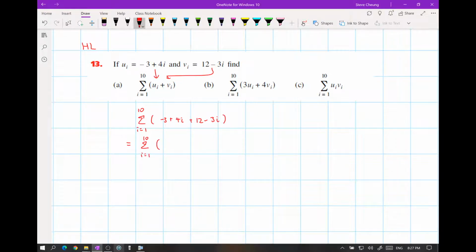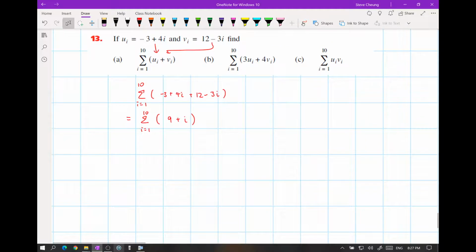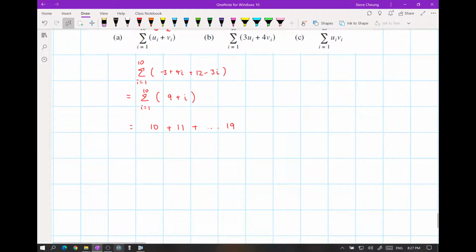And then this gives us 9 plus i, or just i plus 9. So that means the first term is 9 plus 1, which is 10. When i is 2, we get 9 plus 2, 11. Substituting the last term, it should be 9 plus 10, which is 19. So this is the sum of the first 10 terms with this to be the first and last term. Here you go.